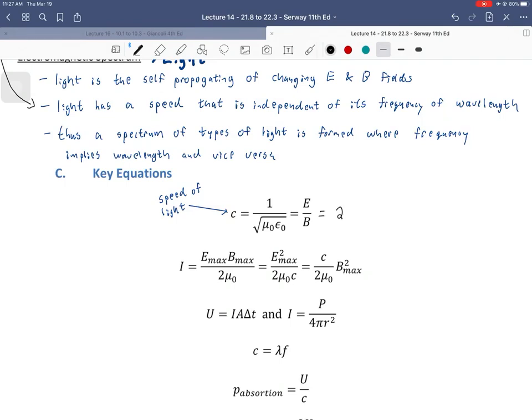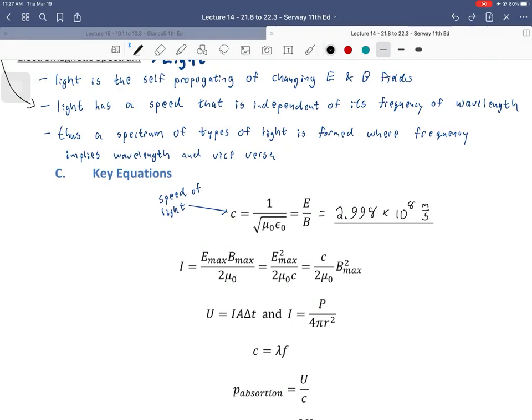So 2.998, but of course it's not 2.998 meters per second. We need an order of magnitude as well, and that order of magnitude is times 10 to the 8 meters per second. A good way to say it is that it's about 300 million meters per second, because 10 to the 8 is 100 million. That's also 300,000 kilometers per second, another common way to express it.